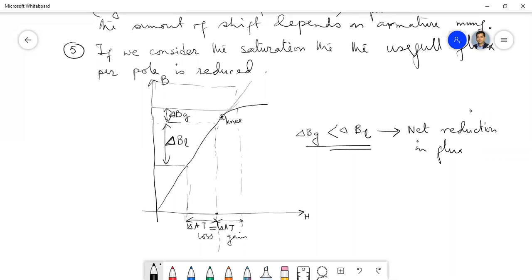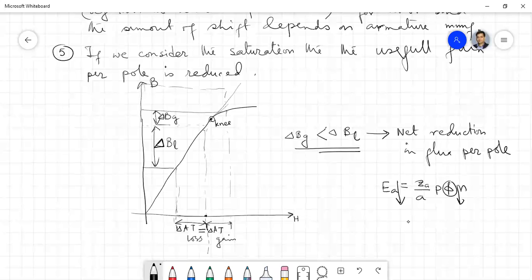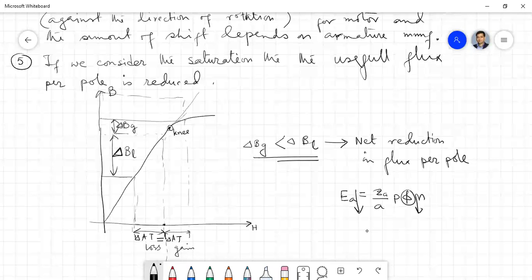তাহলে ভোল্টেজটাও চেঞ্জ হয়ে যাবে, যেটা আমরা প্রথমে নো লোডে ক্যালকুলেট করেছি। এইটা মাথায় রাখবে। তাহলে এই যে ইএ, we have calculated by this formula, ZA by A P phi N. If this flux value is reduced, so this value will be reduced. So that is the major problem on armature reaction. Armature reaction এ শুধু ফ্লাক্স কমে যায়, ফ্লাক্স ডিস্টার্ব করে তাই না, ভোল্টেজও কমে যায়। So this is very important point. You should understand this point very clearly.